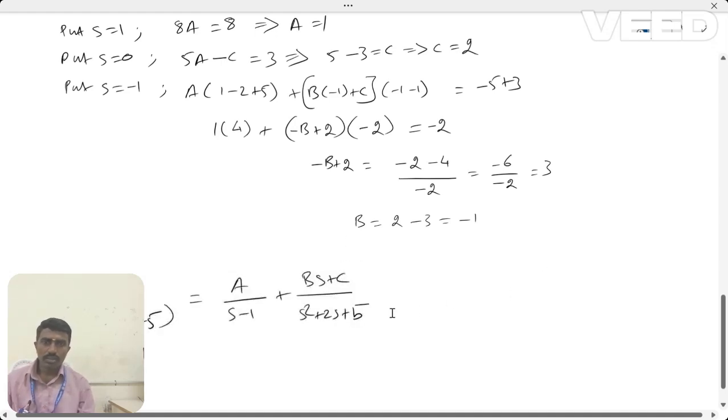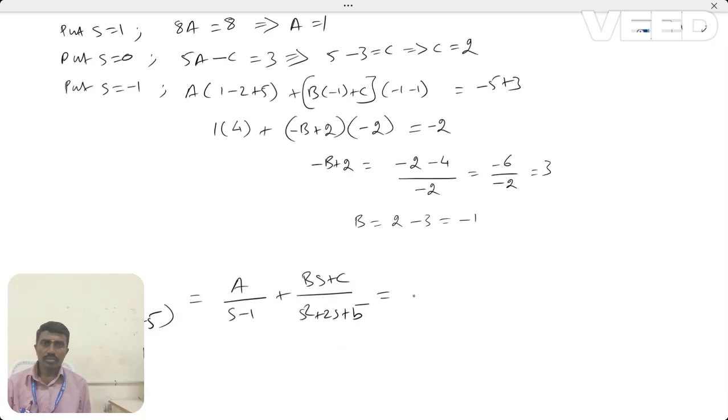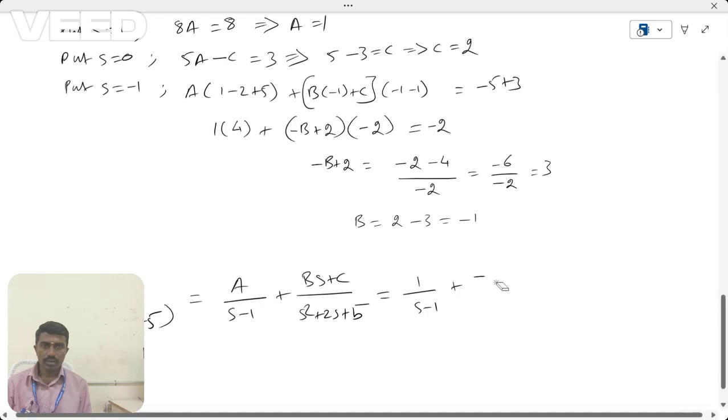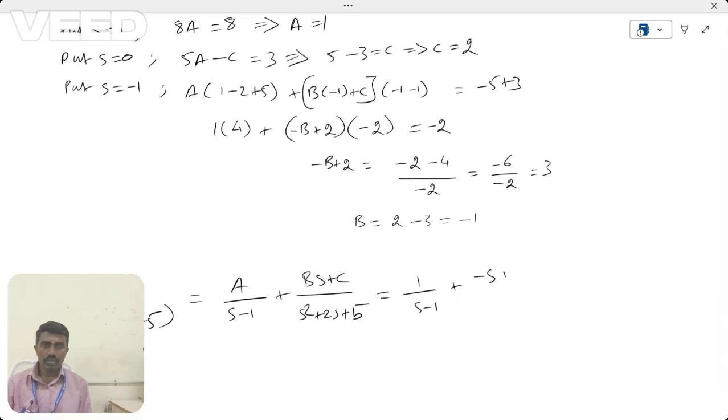So what do you make it? A is 1, so 1 divided by s minus 1, plus B is minus 1, so minus s, plus C is 2. So 2 divided by s square plus 2s plus 5.